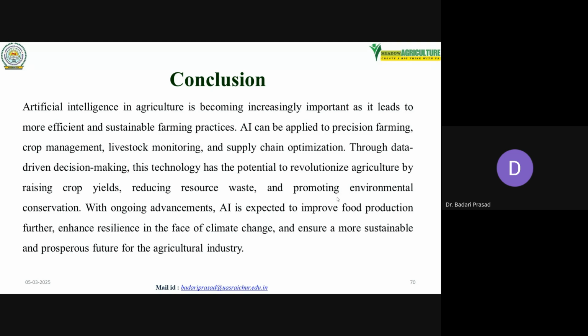efficient and sustainable farming practices. AI can be applied to precision farming, crop management, livestock monitoring, and supply chain optimization. Through data-driven decision-making, this technology has the potential to revolutionize agriculture by raising crop yields, reducing resource waste, and promoting environmental conservation. With ongoing advancement, AI is expected to improve food production, further enhance resilience in the face of climate change, and ensure a more sustainable and prosperous future for the agriculture industry.